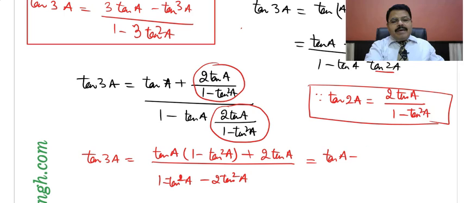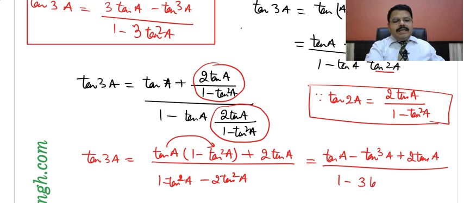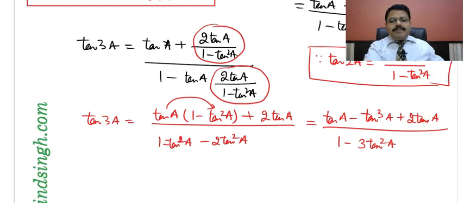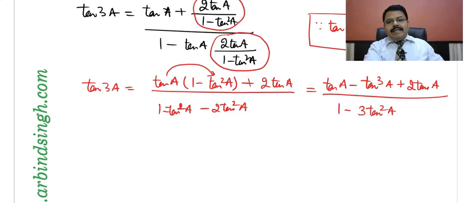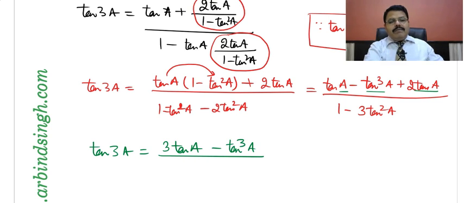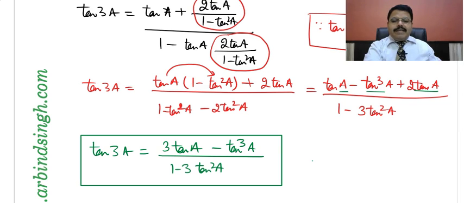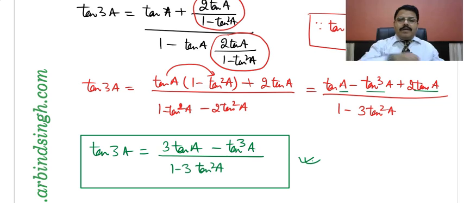Now this becomes tan a minus tan square a into tan a, that is tan cube a, plus 2 tan a, right? And 1 minus tan square a minus 2 tan square a, that is 3 tan square a. So tan a plus 2 tan a is 3 tan a. Tan 3a is equal to 3 tan a minus tan cube a upon, in the denominator, 1 minus 3 tan square a. So this will be the formula, and I hope you remember this. Similarly, other formulas can also be derived. You must remember these three formulas, okay.